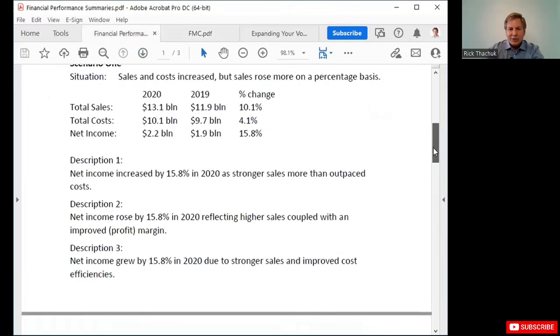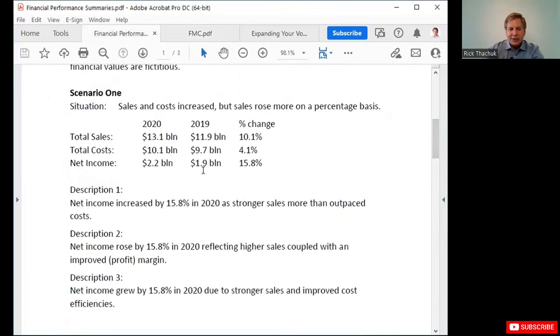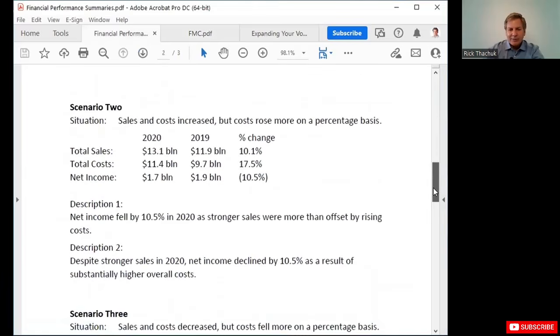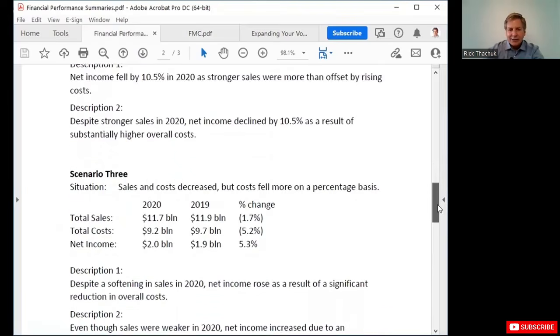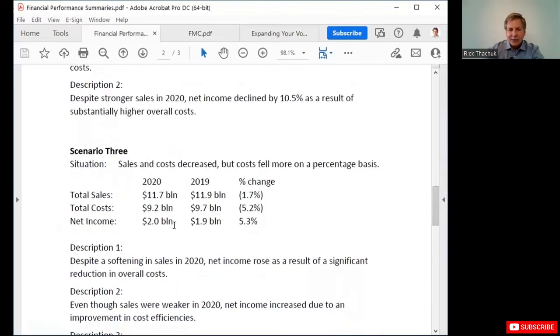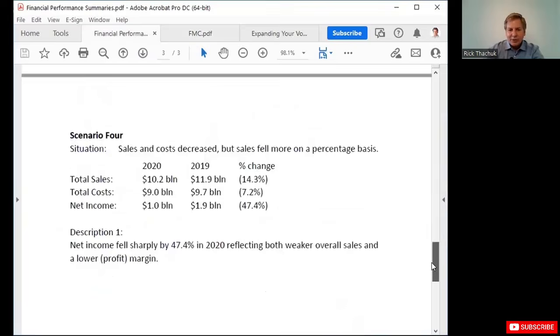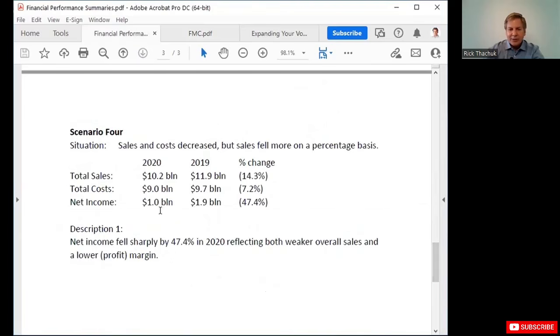These are the scenarios. This is scenario 1. So you see in this case, net income went up. Okay, so that's not appropriate for us. Here we have net income went down in scenario 2. So scenario 2 could be a candidate. Scenario 3, net income went up, so that's not applicable. Scenario 4, net income went down, so that could be a candidate. So we have 2 possible scenarios, scenario 2 and scenario 4.